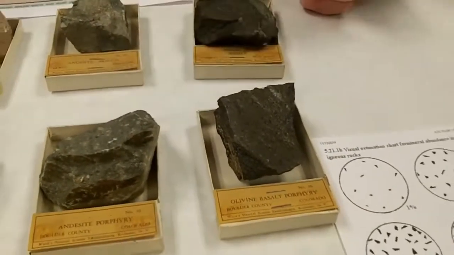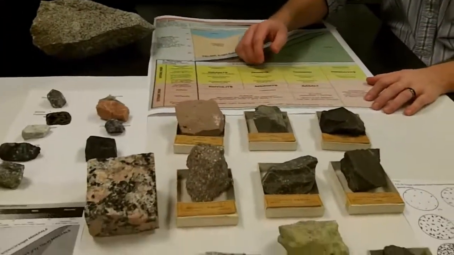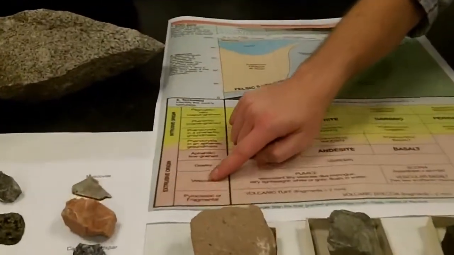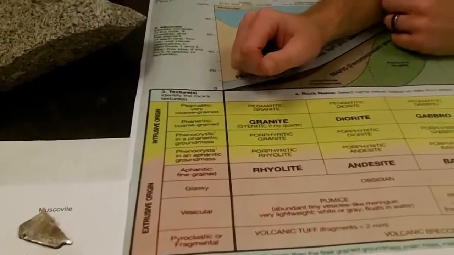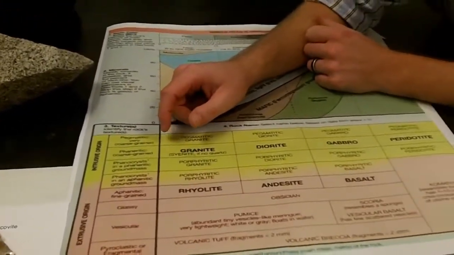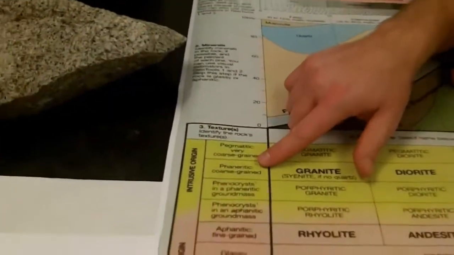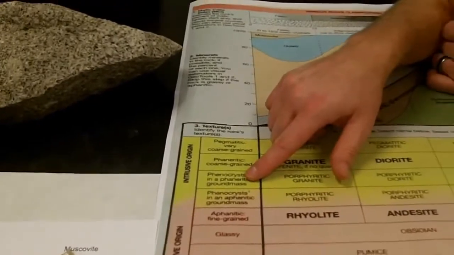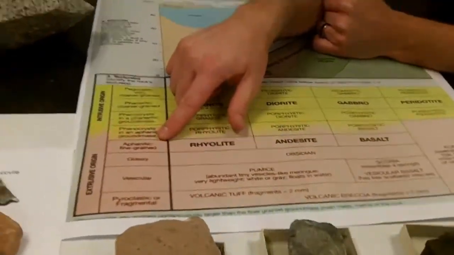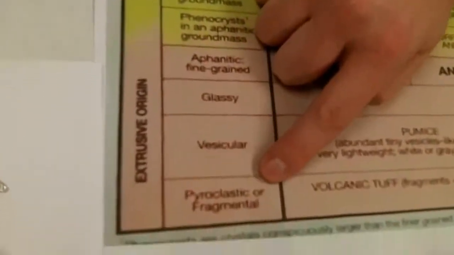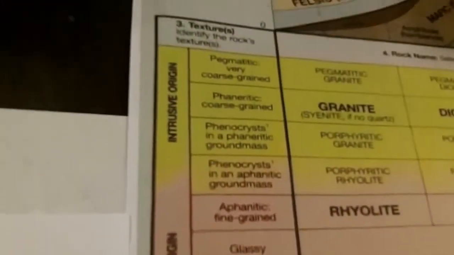Okay? And we don't have anything else out here that's the glassy or the vesicular, but we can see that we have our textures along this side of an identification chart that we have here. If you can't see it, we'll have to look it up in your lab books later. But we've got our phaneritic going down to porphyritic, going down to aphanitic, and then we'll have glassy, vesicular, and pyroclastic, or fragmental.